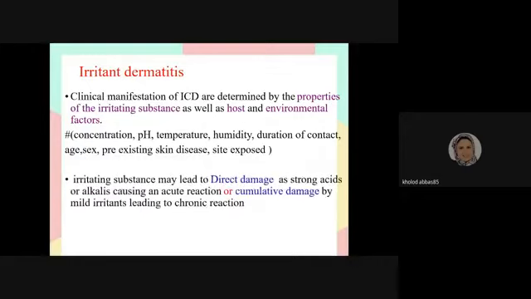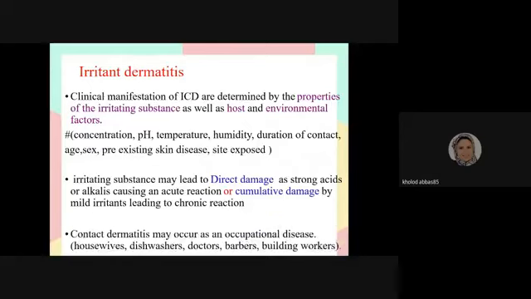Irritant substance may lead to direct damage, as we said, as strong acids and strong alkalis causing an acute reaction. This is if the concentration is high. If it is a low dose, we call it cumulative damage, as in a mild irritant leading to a chronic reaction. In an acute reaction, I have a high concentration causing direct damage, or in case of a low or insufficient dose, it will lead to cumulative damage in the skin leading to a chronic reaction.